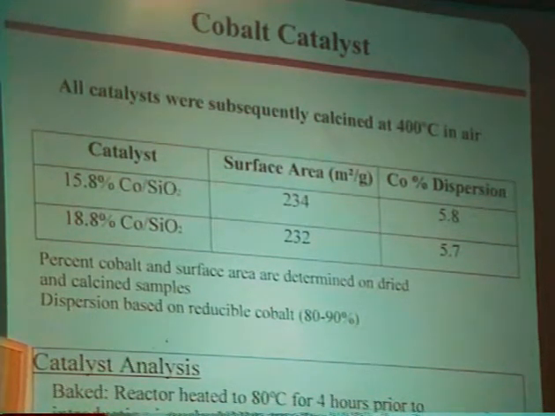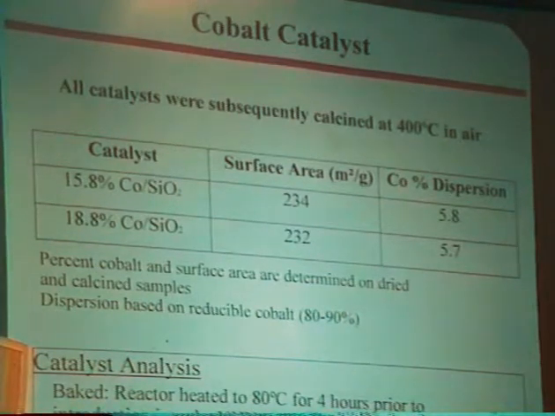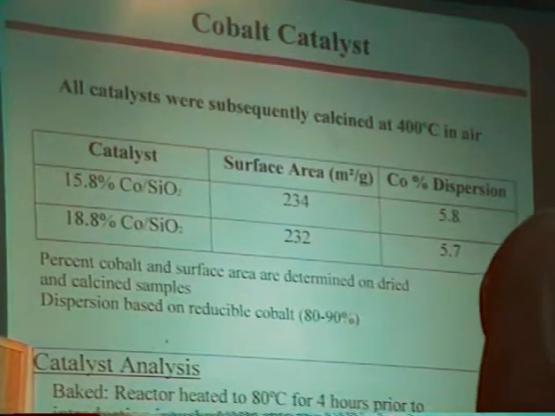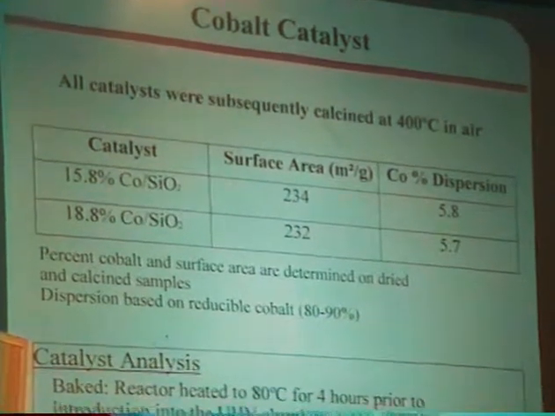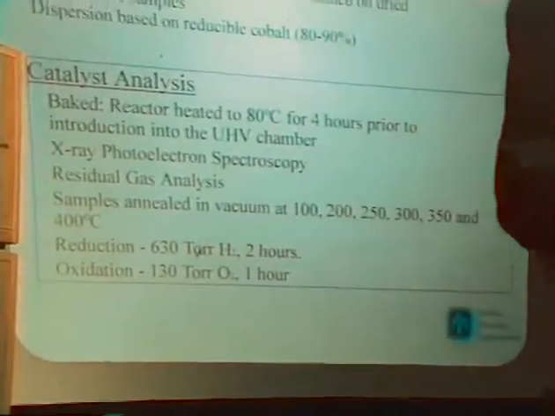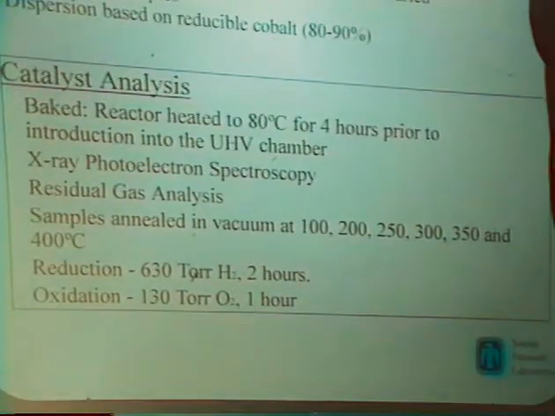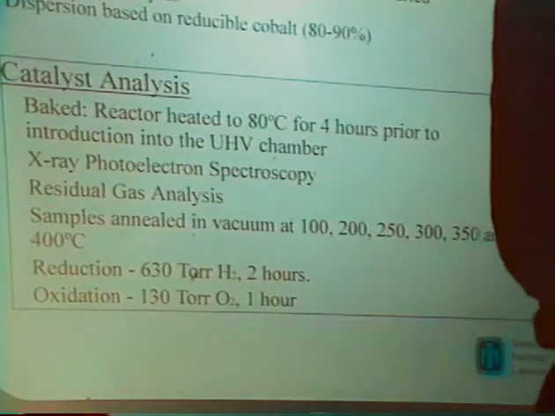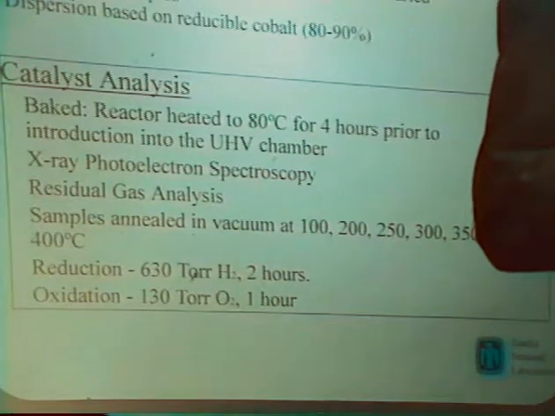Now, since our attempts at IR had not proved to be successful, the analysis technique that we chose to utilize was X-ray photoelectron spectroscopy analysis of these samples in an ultra-high vacuum chamber. This ultra-high vacuum chamber has a reactor cell connected to it where we introduce the sample into the UHV chamber by placing it in the reactor, evacuating the reactor, and then opening a valve so that we can lower the sample into the UHV chamber.